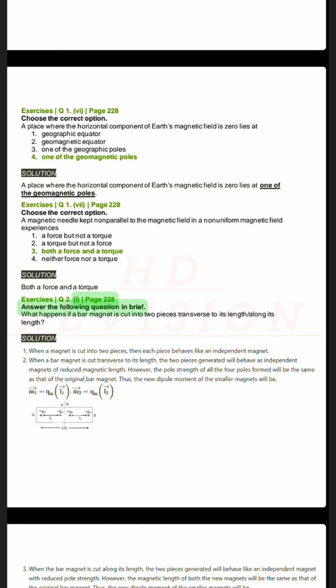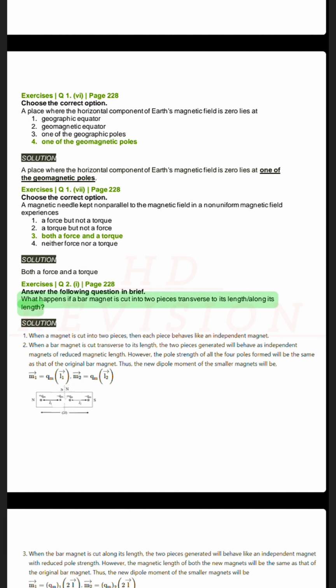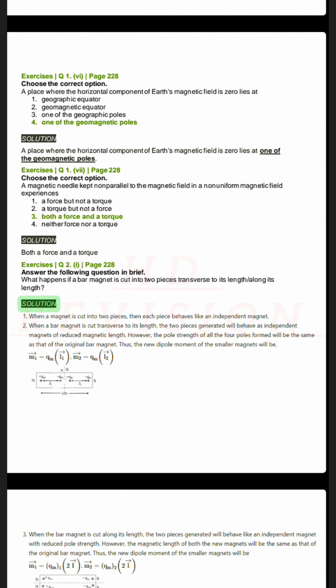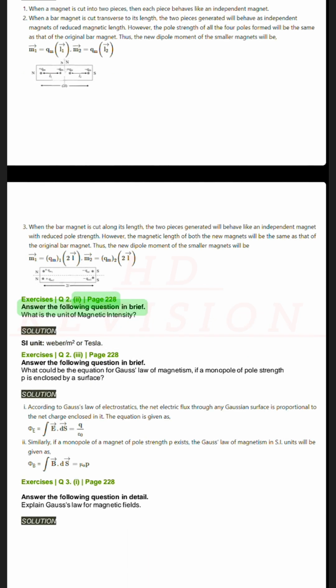Exercises, Q2, I, page 228. Answer the following question in brief. What happens if a bar magnet is cut into two pieces transverse to its length, along its length? Solution.